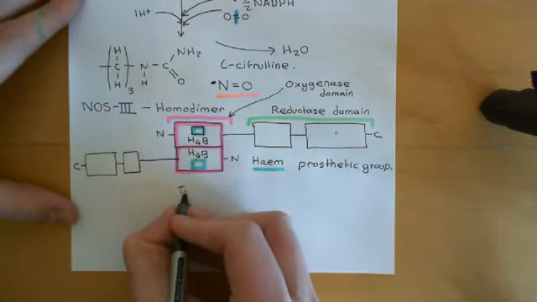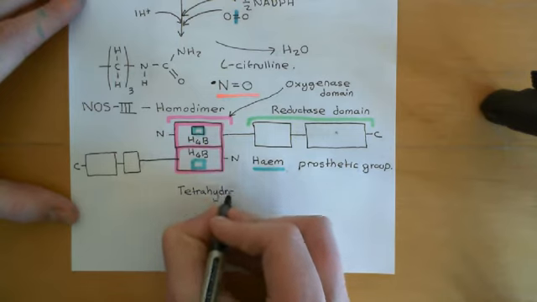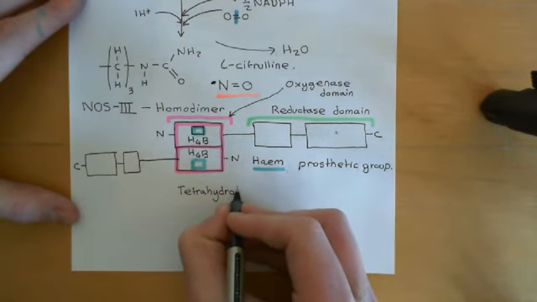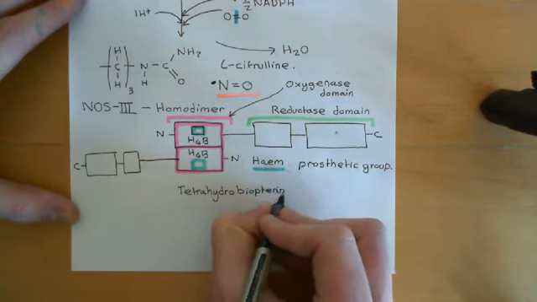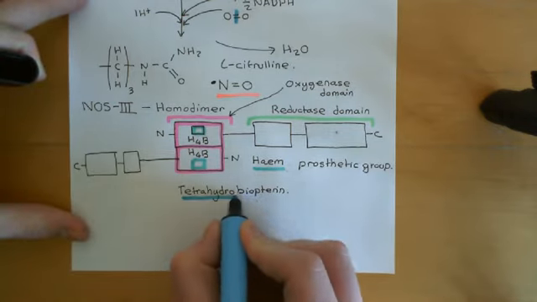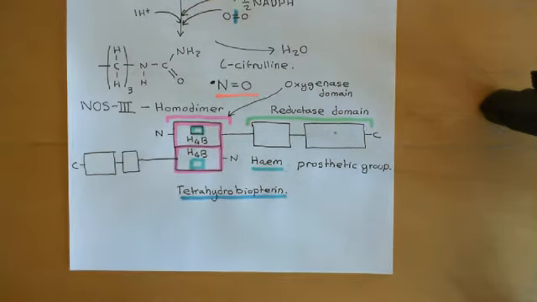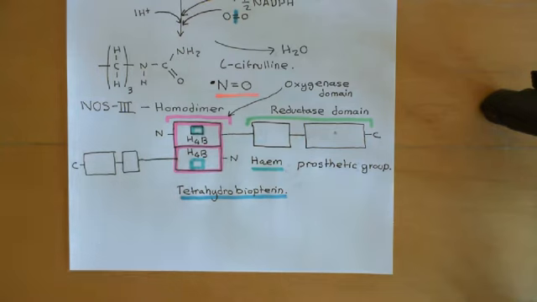The full name for this is tetra, which means 4, hydro, which refers to the 4 hydrogen atoms here, and then biopterin. Now this is a cofactor. It's an essential cofactor for the function of the eNOS enzyme, but what exactly it does is still a little bit of a mystery, but it is there. So this is tetrahydrobiopterin. Those are the two important bits that are bound onto the oxygenase domain there: you have the heme group and the tetrahydrobiopterin.